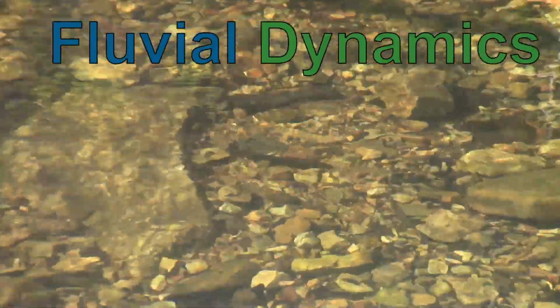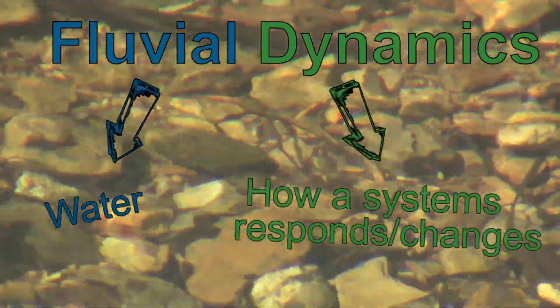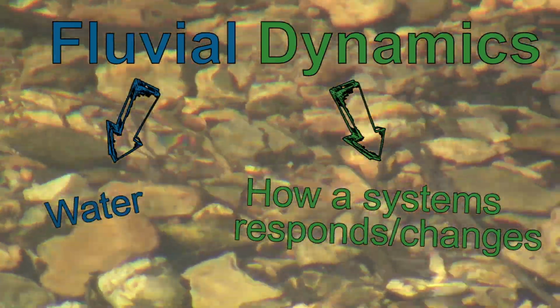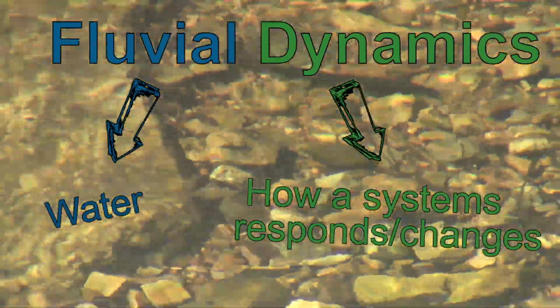Did you guess it? Today we are going to cover fluvial dynamics. Fluvial meaning water, and dynamics is how a system responds and changes. That includes erosion and deposition, and the difference between a cut bank and a point bar deposit.